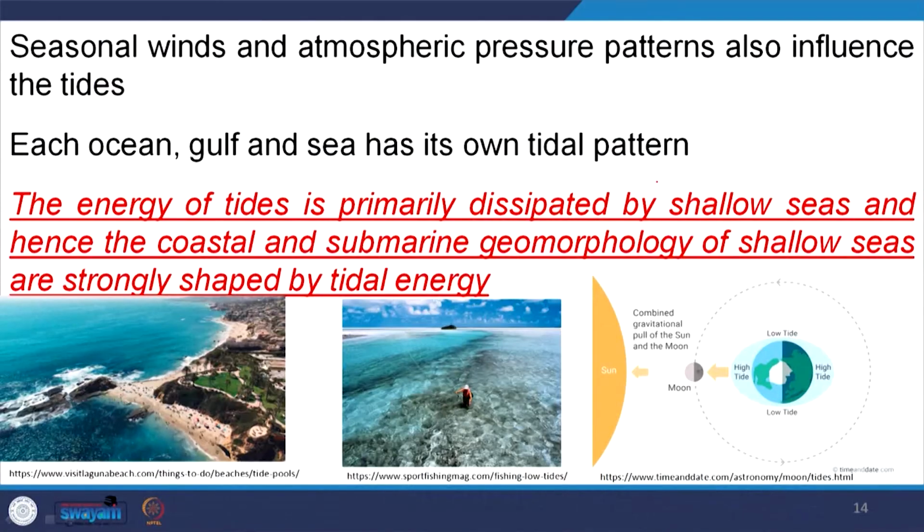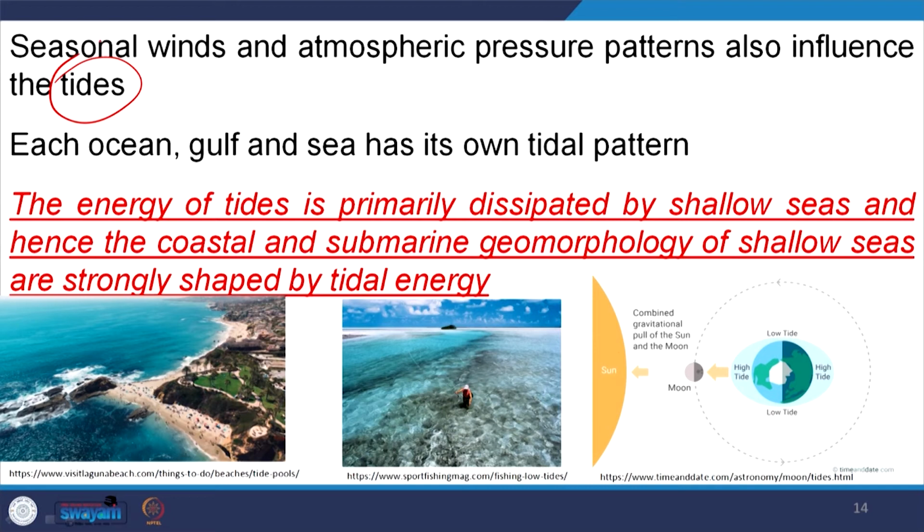Seasonal wind and atmospheric pressure patterns also influence the tides. Here tide also comes into effect. So, not only waves, there are tides, high tides and low tides. In some places the tide is affected 4 times, in some places 6 times, and in some places less than 4. So, the geographic position also decides what type of landforms we are going to get. Tide also influences the coastal landform in a reciprocal manner.